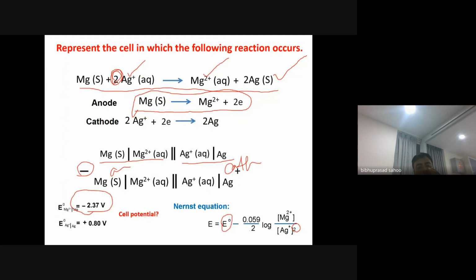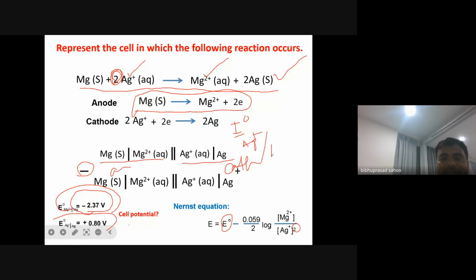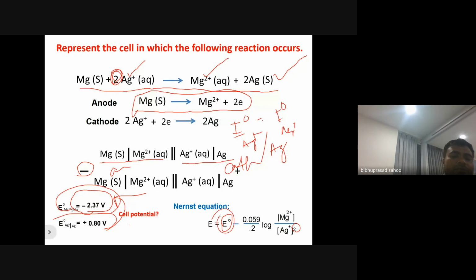The same E naught cell is equal to E naught Ag plus to Ag minus E naught Mg2 plus to Mg. या कैथोड से एनोड को माइनस कर दोगे, जो होगा तुम्हारा ई नॉट सेल. इसीलिए दोनों दिया गया है. इलेक्ट्रोकेमिकल सेल से दिया जाता है, इसको कैथोड से हमेशा माइनस करोगे.